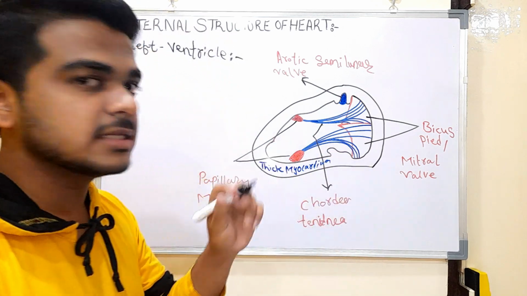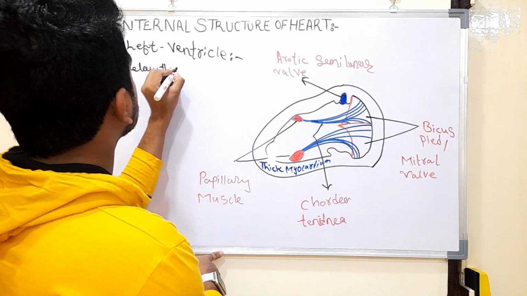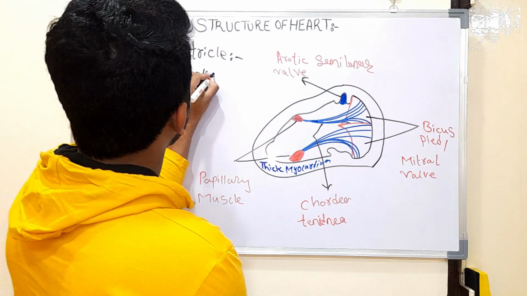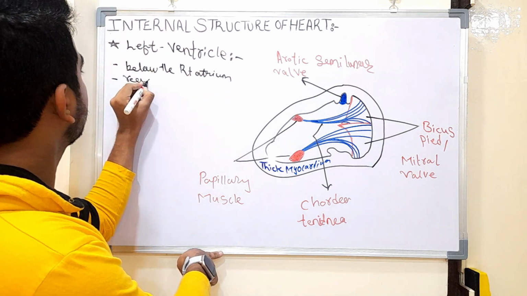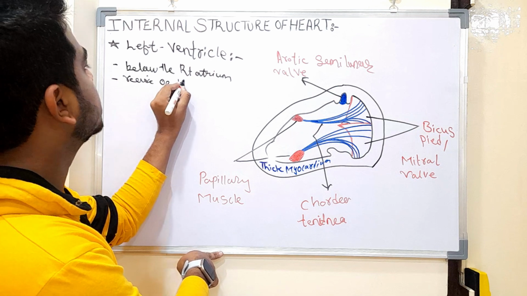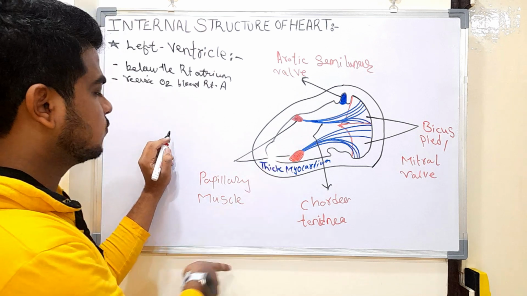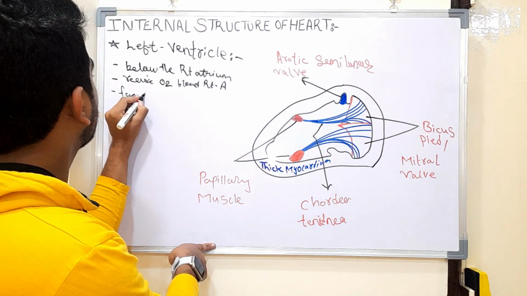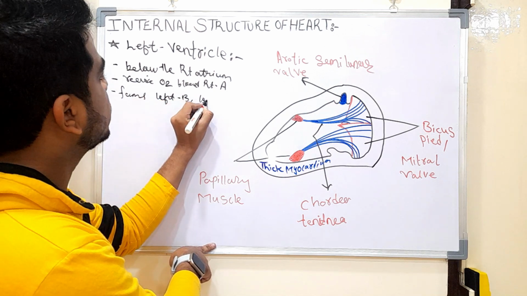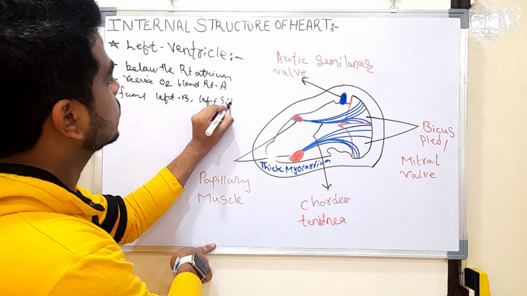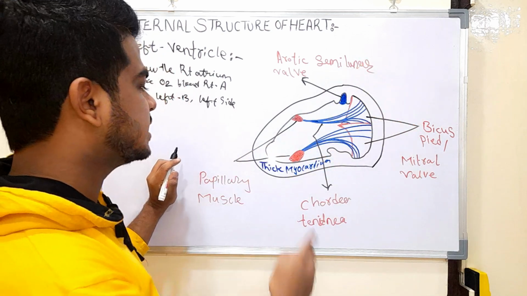So you have to write in the position, it's below the right atrium. Below the right atrium, it receives oxygenated blood from the right atrium. It forms the left border, the left side of the heart. This is the left side. So the maximum left side of the heart is also formed by the left ventricle.